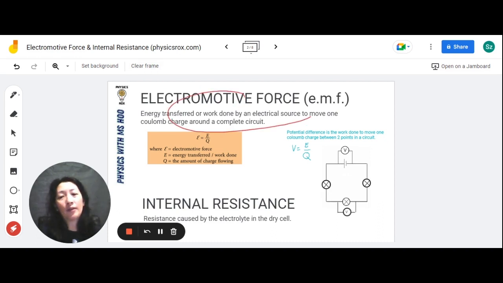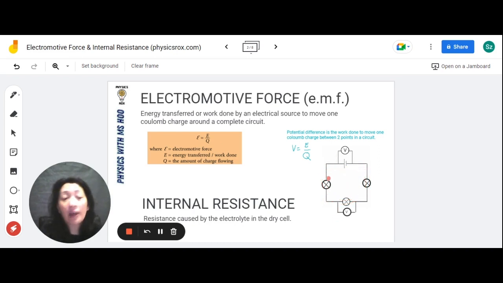To illustrate the difference between EMF and PD, which is potential difference, let's look at the circuit over here. We have the dry cell, which is our power source. Based on the definition of electromotive force, it is the energy transferred or work done by an electrical source, which in this case is the dry cell, to move 1 coulomb charge around a complete circuit. If you recall, when current flows, it's also basically charge flow. So electromotive force refers to the work done by the dry cell to move 1 coulomb charge around the entire circuit.